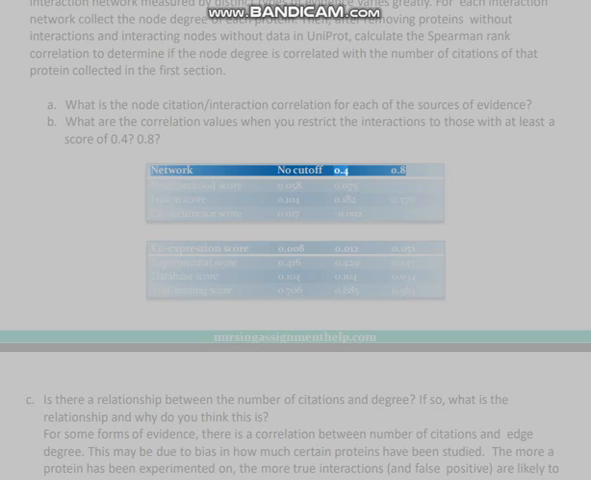Network, no cutoff, 0.4, 0.8. Neighborhood score 0.058, 0.075. Fusion score 0.104, 0.182, 0.370. Co-occurrence score 0.017, minus 0.002. Co-expression score 0.008, 0.012, 0.051. Experimental score 0.416, 0.429, 0.247. Database score 0.104, 0.104, 0.034. Text mining score 0.706, 0.685, 0.564.